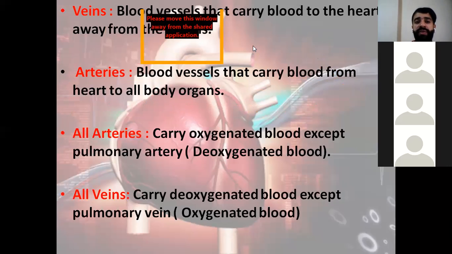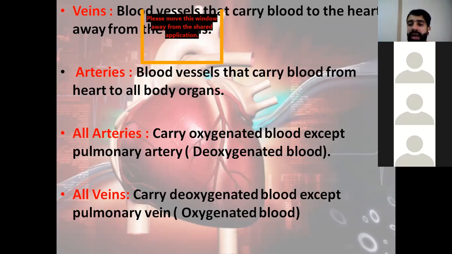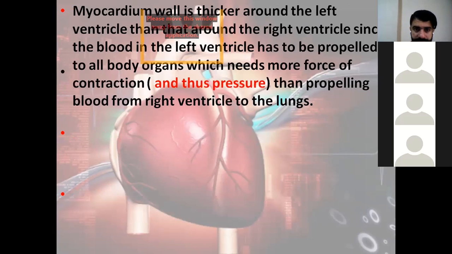Let's move now to the veins. Veins are the blood vessels that carry blood to the heart away from the organs. Why? The arteries carry blood from the heart to all body organs. All of the arteries have a special function. They carry oxygenated blood, except for the pulmonary artery that carries deoxygenated blood. While veins, all of them carry deoxygenated blood, except for the pulmonary vein, which carries oxygenated blood.